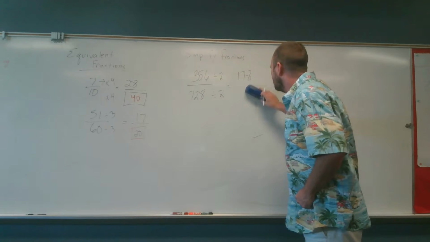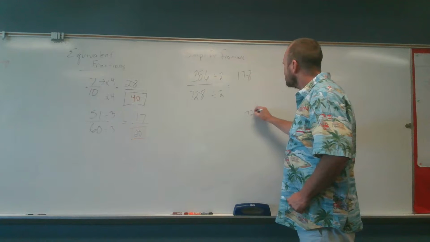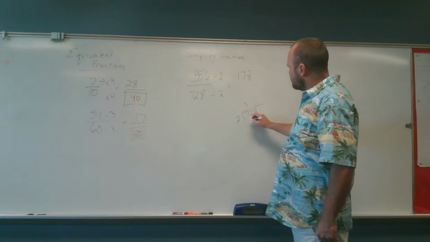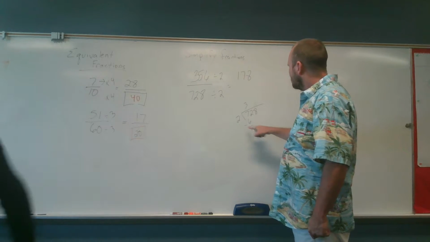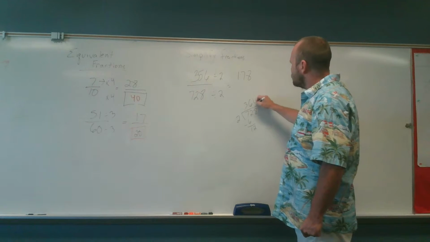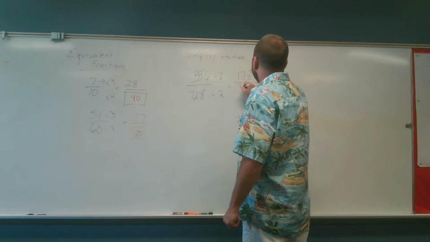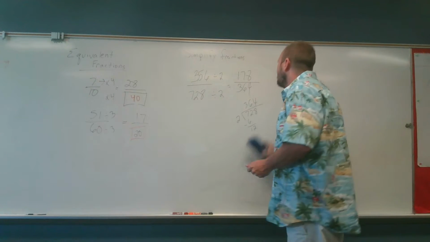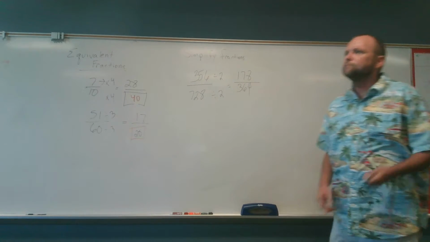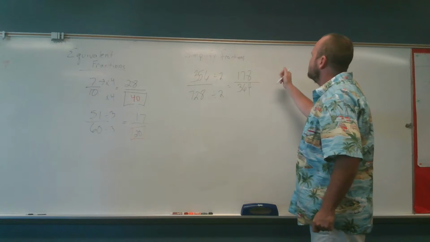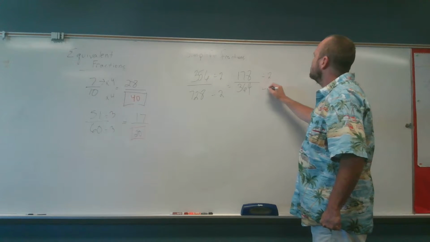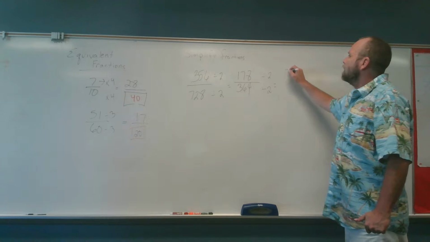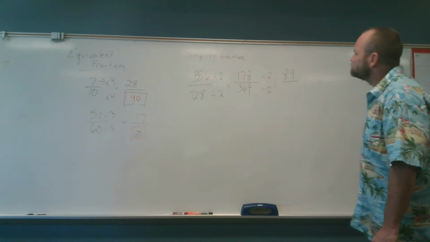728 divided by 2 is 364. So 178 over 364. They're both even, so they can be divided by 2 again. 178 divided by 2 would be 89.